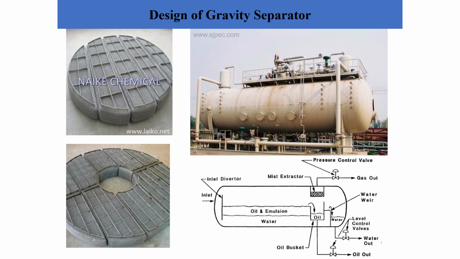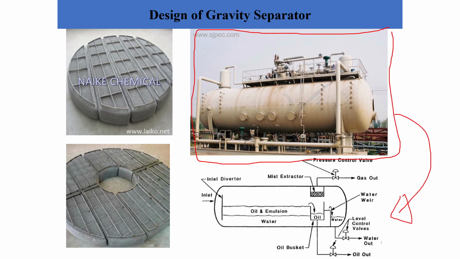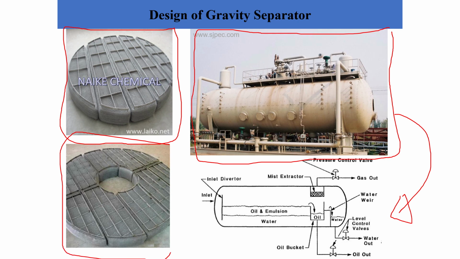Now this slide gives you an idea about how a horizontal separator looks like in real life, how it looks in the industry. This is a horizontal separator, and this is the mechanical design or the mechanical drawing of this horizontal separator. And what you are seeing here on the left side is what we call the mesh or the demister. So the demister, the mesh, and the mist extractor are all the same, so you can refer to it as mesh, demister, or mist extractor.